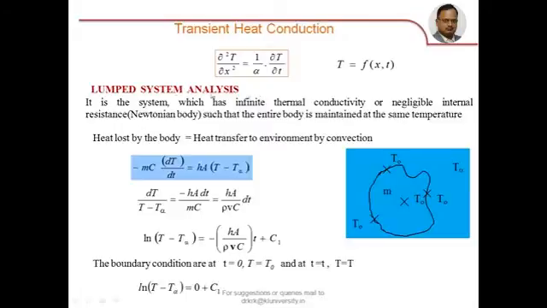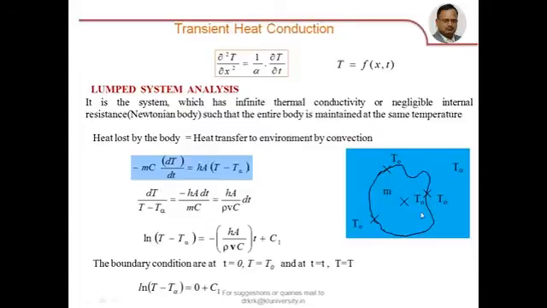Anyhow, let us go through the first case, lumped system analysis. To solve the equation ∂²T/∂x² = (1/α) ∂T/∂t, the first approximation we make is to consider it as a lumped system. Now what is a lumped system? A lumped system is a body having infinite thermal conductivity. When thermal conductivity is infinity, we know that there won't be any temperature gradient.